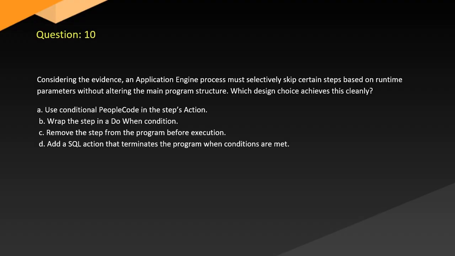Question 10. Considering the evidence, an Application Engine process must selectively skip certain steps based on runtime parameters without altering the main program structure. Which design choice achieves this cleanly? A. Use conditional PeopleCode in the step's action. B. Wrap the step in Do When condition. C. Remove the step from the program before execution. D. SQL action that terminates the program when conditions are met.